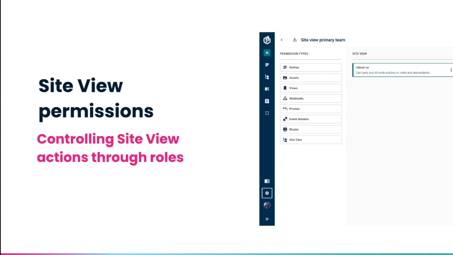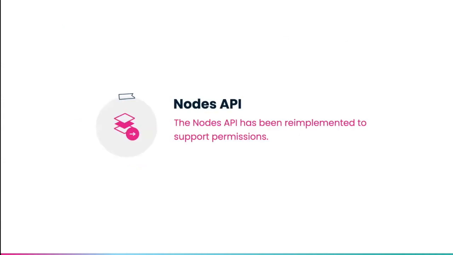But one of the sticking points has been site view permissions, the ability to manage and control who can access site view, who can create nodes, attach stuff to particular URLs. So in Contensis 15.5, we'll be introducing site view permissions. In order to do that, we've had to re-implement the Nodes API. So whilst it's an entirely new API in the background, it's the same as it is previously.